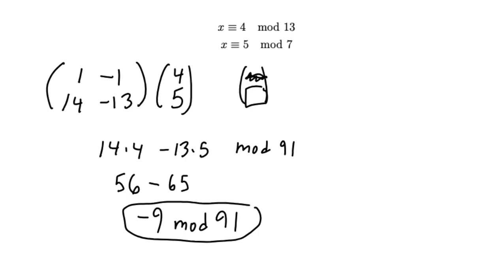Boom. -9, mod 91. And any -9 plus any multiple of 91, you can check, will actually be a solution to this one over here. That'll be a nice way of thinking about it.